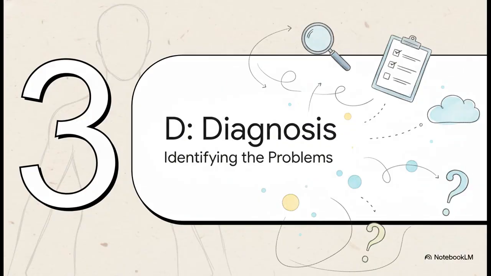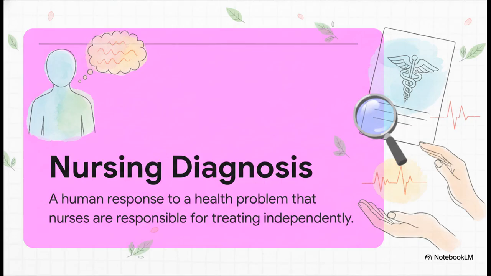All right, so you've played detective, you've got all your clues. Now what do you do with them? Well, now we move to D, for diagnosis. This is the analysis phase. You take all that data you collected and you start connecting the dots to figure out what the patient's main problems are. And again, we have to be super clear here.